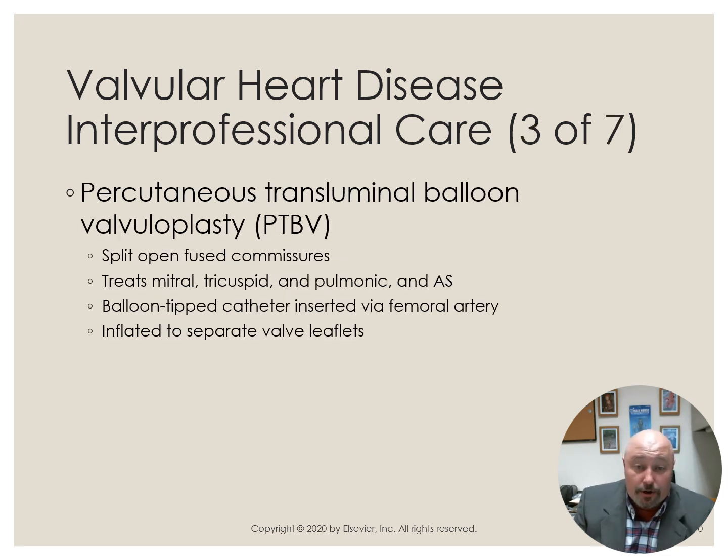In the case of a percutaneous transluminal balloon valvuloplasty, we slit open the fused commissures, meaning they actually go down with a catheter and try to force that valve back open and into place with a balloon. It treats mitral, tricuspid, and pulmonic valves, and the balloon-tipped catheter is inserted via the femoral artery, much like they would for another cardiac catheterization to have a stent placed. But in this case, they're going to get it to the right place, blow up that balloon, and try to force it back into shape.